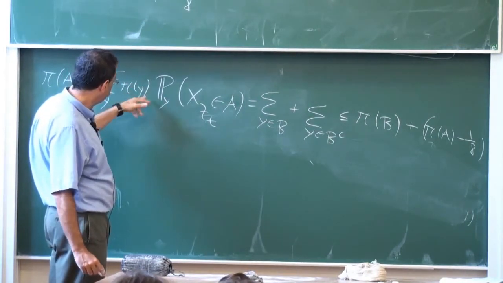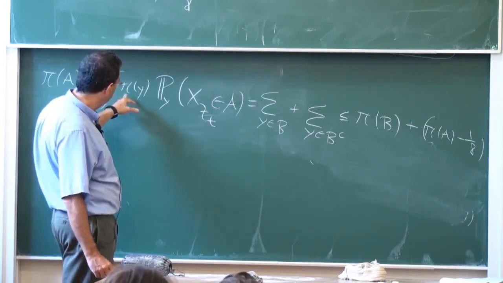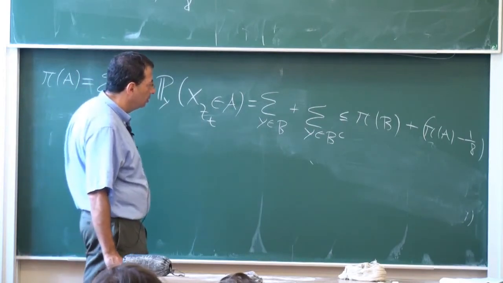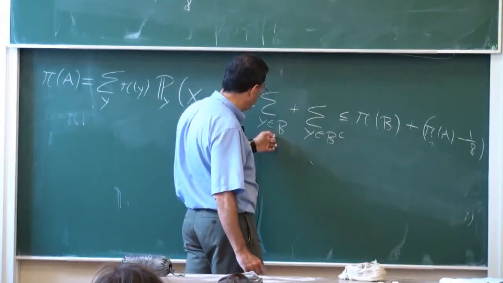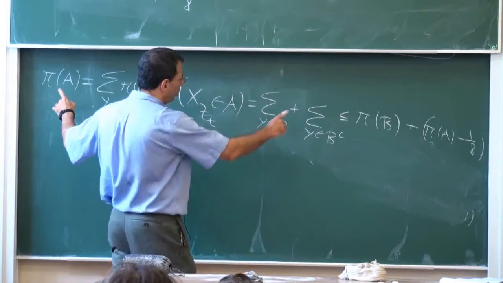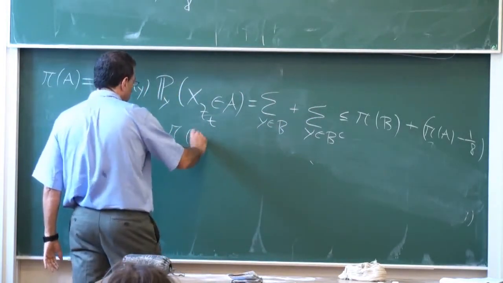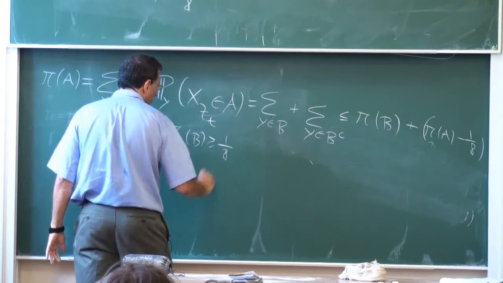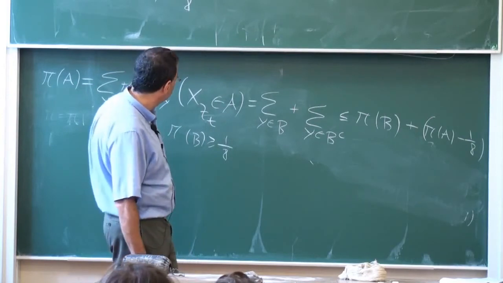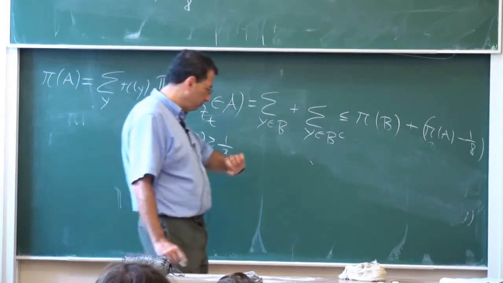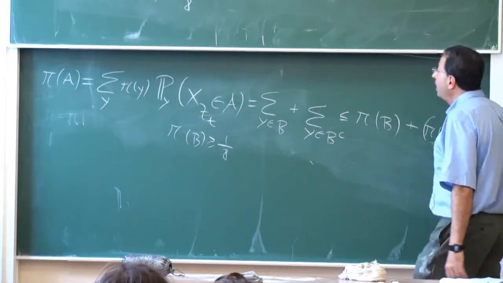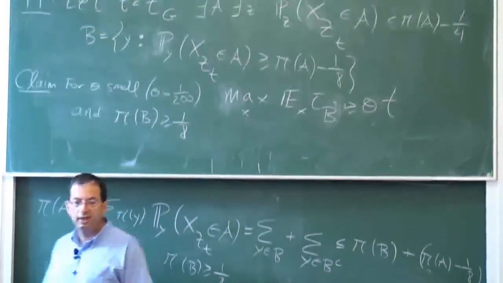Here I'm just bounding pi of B complement by 1. So we have pi of B as a bound for the first term, pi of A minus 1/8 as a bound for the second term, and now just comparing the two sides, we get that indeed pi of B is at least 1/8. Okay, and here you can improve this a little bit, but this is good enough for us. All right, so the last thing we are left to prove is that the expected hitting time of B from somewhere is large.